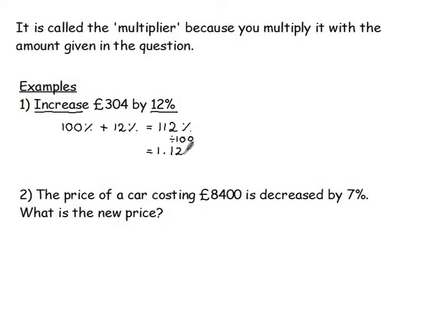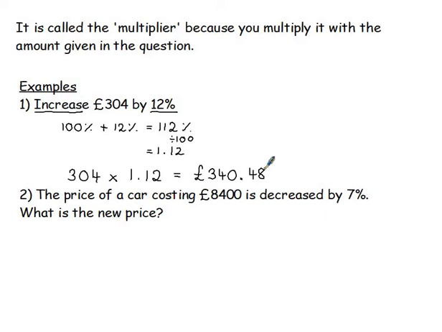And change to a decimal, divide it by 100, gives you 1.12. And then once you've got your multiplier, it is always the amount in the question times by the multiplier. So we're going to take this 304 times by this 1.12, and it will give you your final answer. Remember, these are normally calculator questions, so you can type it into your calculator. 304 times 1.12 gives you £340.48.